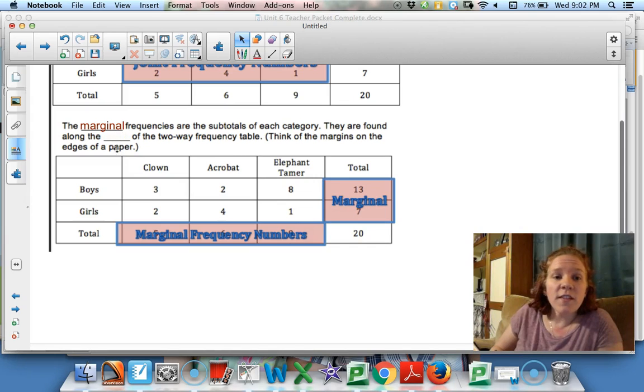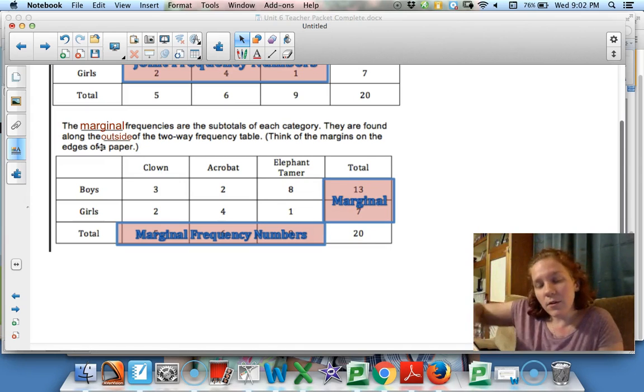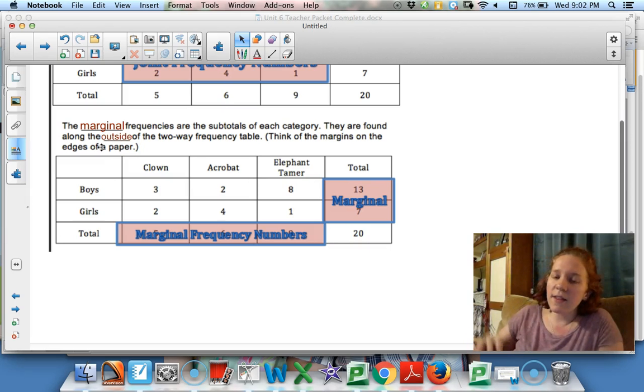They're found along the edges of the two-way frequency table or along the outside. Kind of think about the margins of your paper in English class. You talk about how wide your margins have to be in a research paper. So it's along the edges.